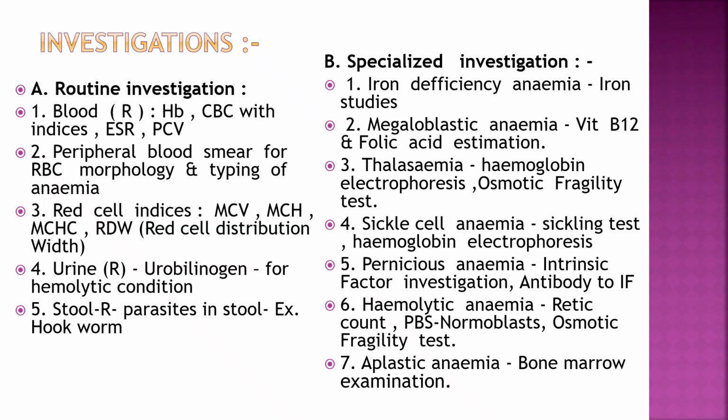For hemolytic anemia, retic count, in peripheral blood smear normoblasts can be seen, and osmotic fragility test. For aplastic anemia, bone marrow examination to rule out aplasia, that is pancytopenia. So these are all specialized investigations for typing of anemia, so that we can give specific treatment to the patient.